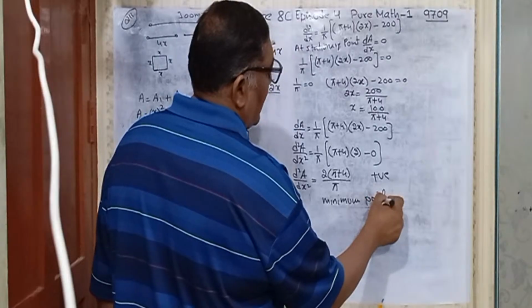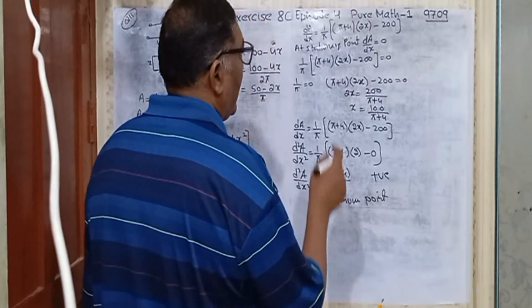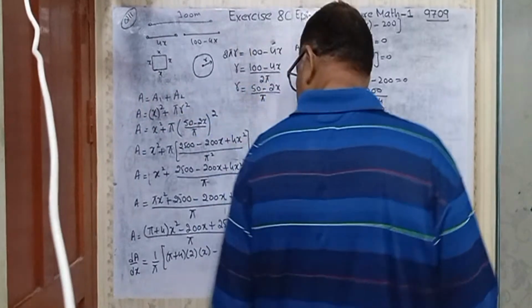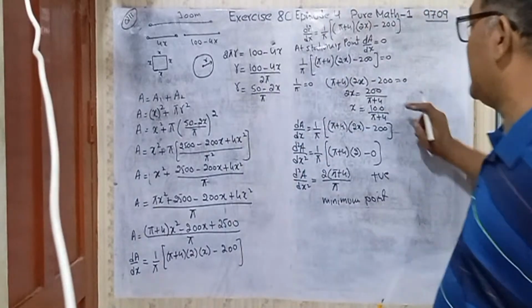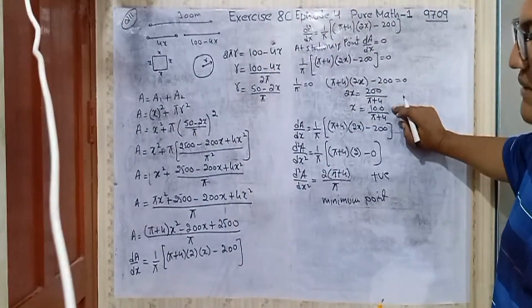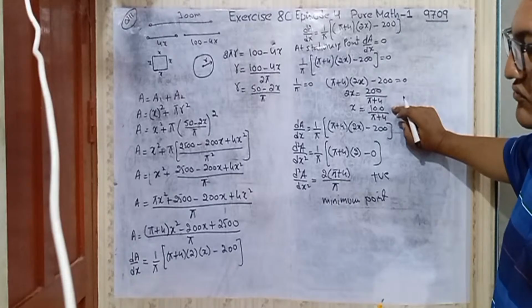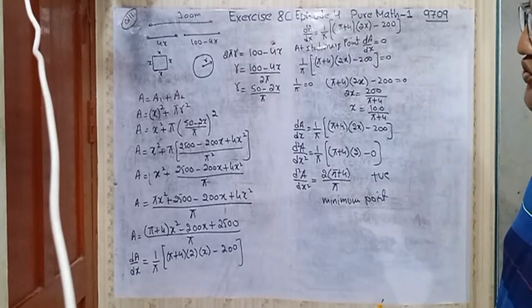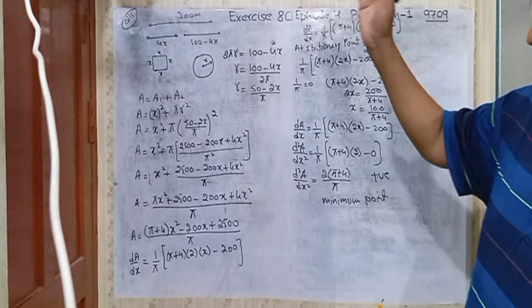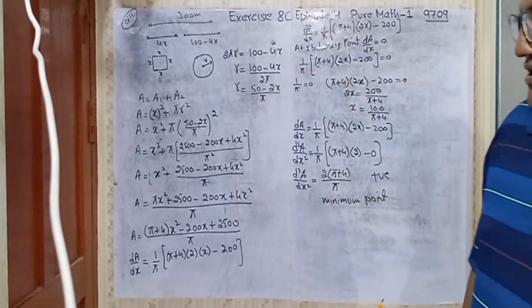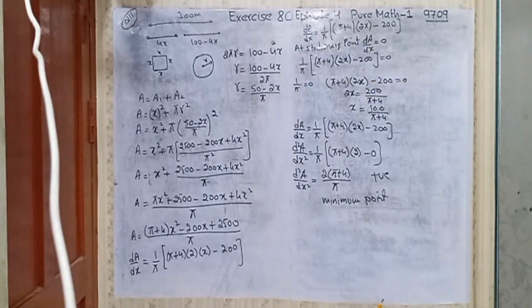It's a minimum point. So I know the value of the x. Where is the value of the x? This is the value of the x. Now I can find that minimum value of the area. We have to find out the minimum. Let me check, we have to determine the magnitude and nature of this stationary value.